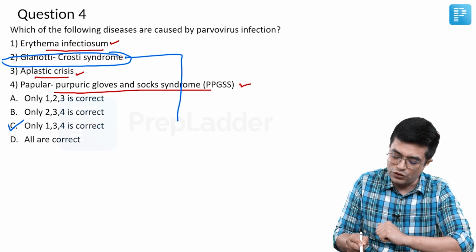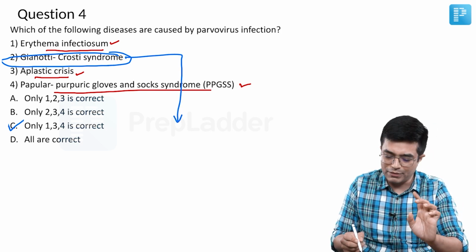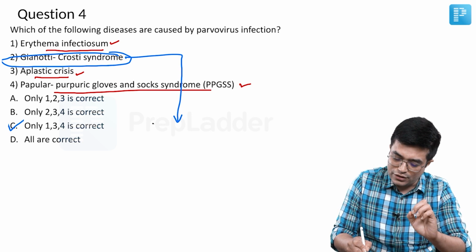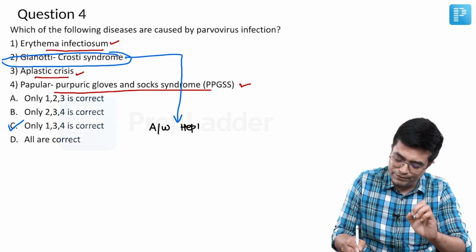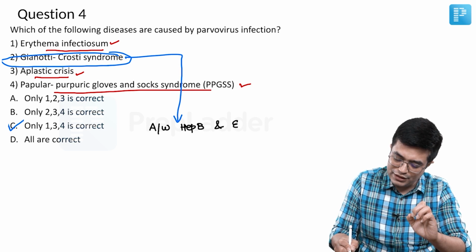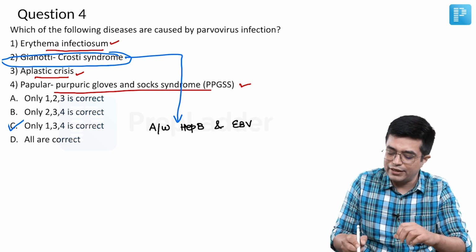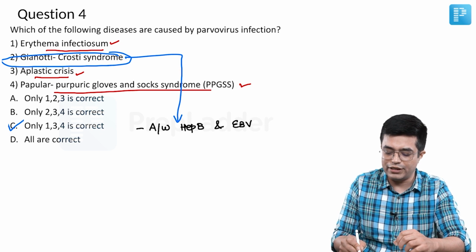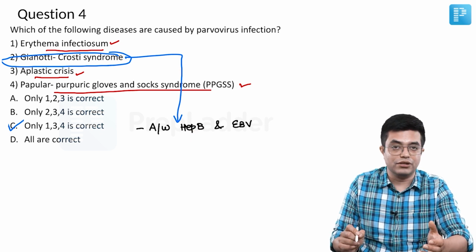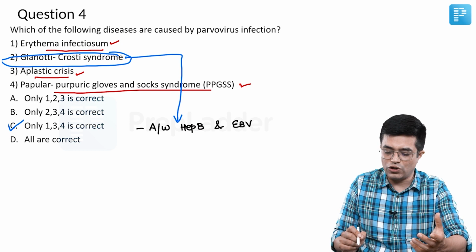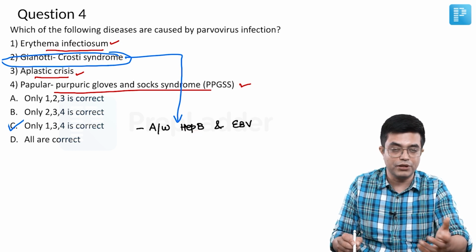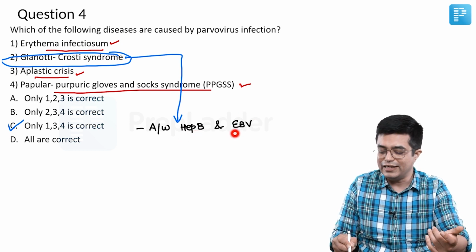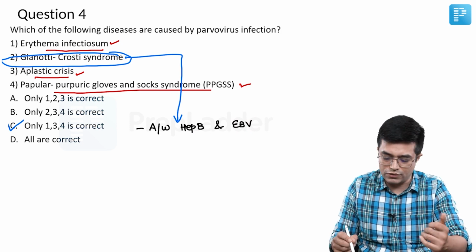Regarding Gianotti-Crosti syndrome, there are 2 or 3 points that you should remember. First thing, Gianotti-Crosti syndrome is associated with hepatitis B infection as well as Epstein-Barr virus infection. In fact, in communities or countries where hepatitis B immunization is quite good and the overall incidence of hepatitis B infection is low, particularly in young children, you will find that EBV is now the most common cause.